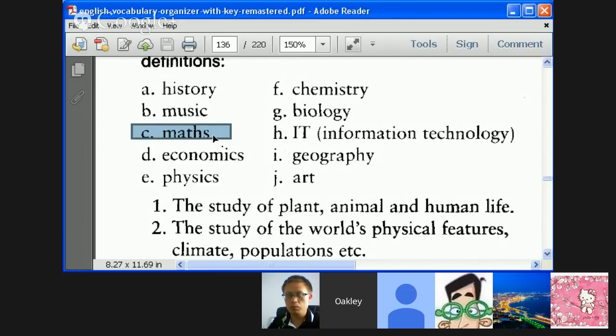Heidi, how about math? Is it science or art? Science. Sure. How about economics?